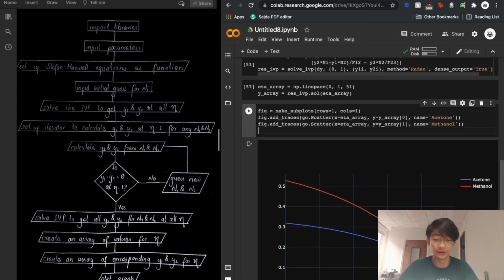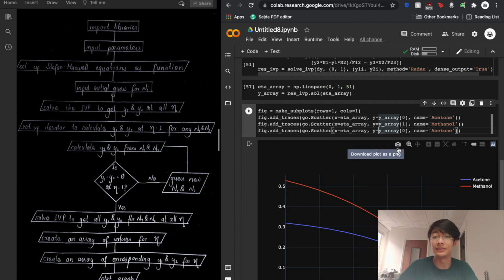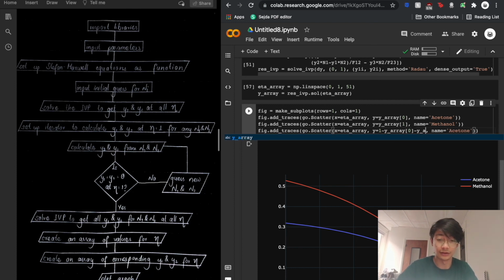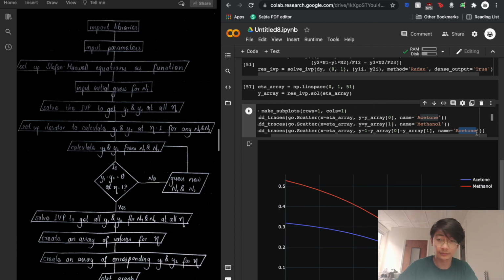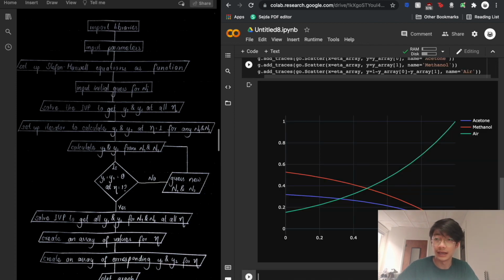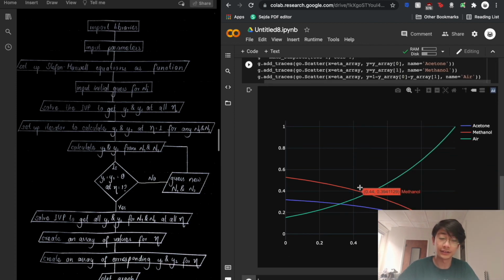And finally for air. We know that the mole fraction of air should simply be equal to 1 minus the sum of the mole fractions of acetone and methanol, so we're just simply going to do that calculation right here. y_array 1, and then the name should be air. And there we go, that's our final plot.